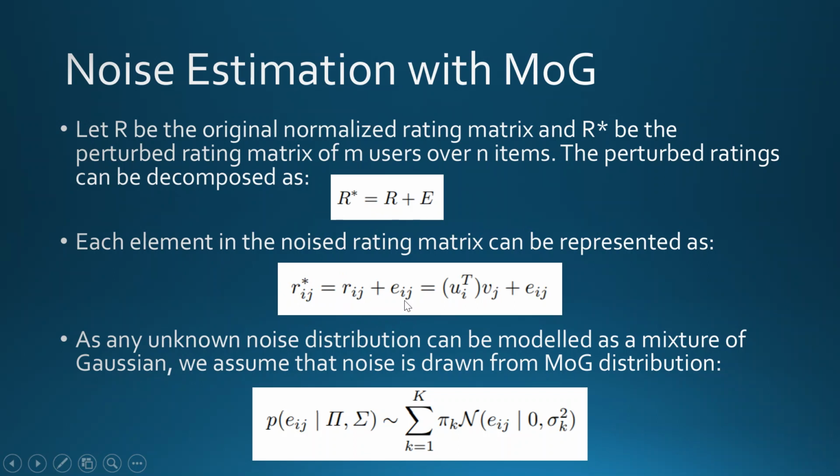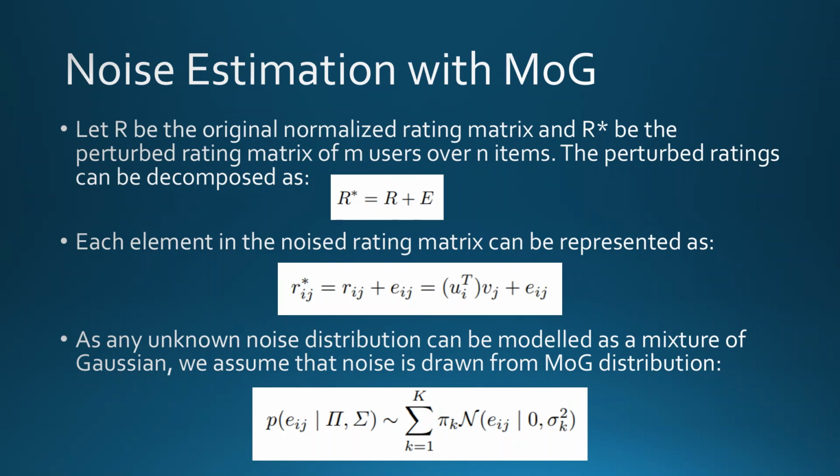As you know, in matrix factorization, the original matrix can be represented using two latent factor matrices. One is the user latent factor matrix and the other one is the item latent factor matrix. So this equation can be rewritten as Ui transpose times Vj plus Eij.